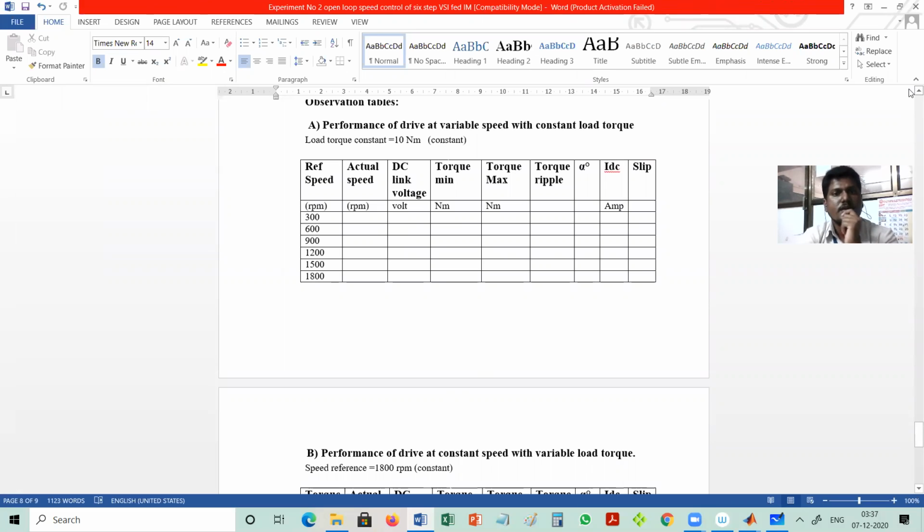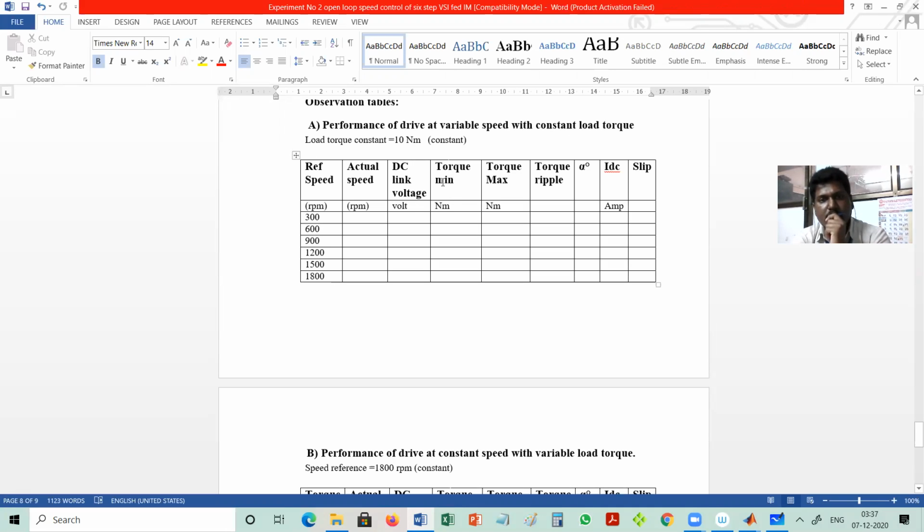So first observation table is a performance of drive at variable speed with constant load torque. Means what? The load torque you have to maintain constant equal to 10 Newton meter. You have to give it a constant value. Then you have to change the reference speed command and take this reading. What is the actual speed for that reference speed? Given reference speed, what is the DC link voltage?